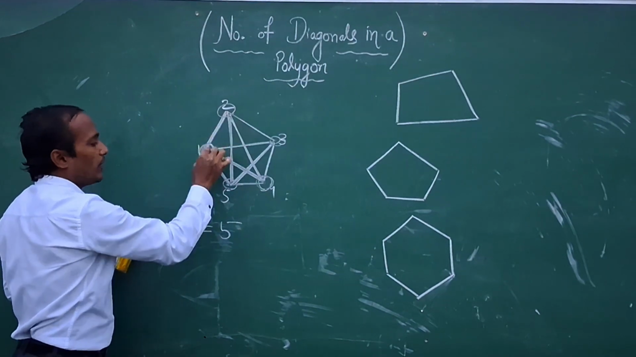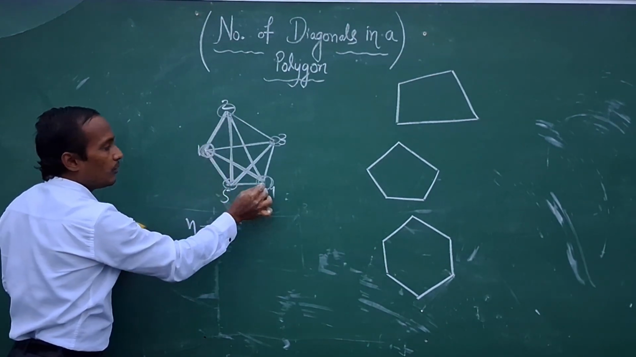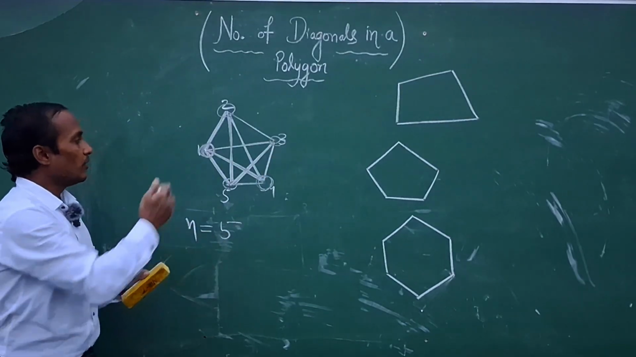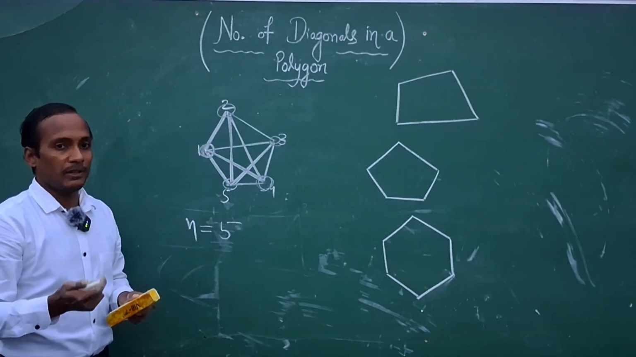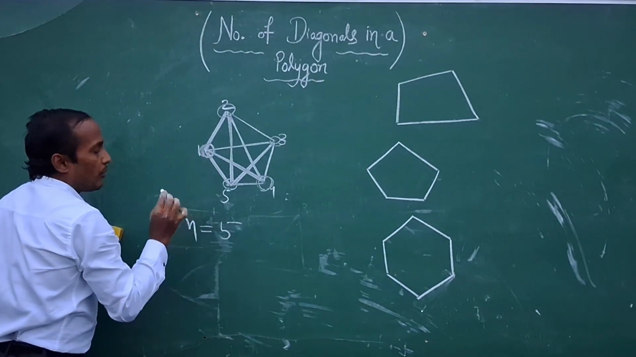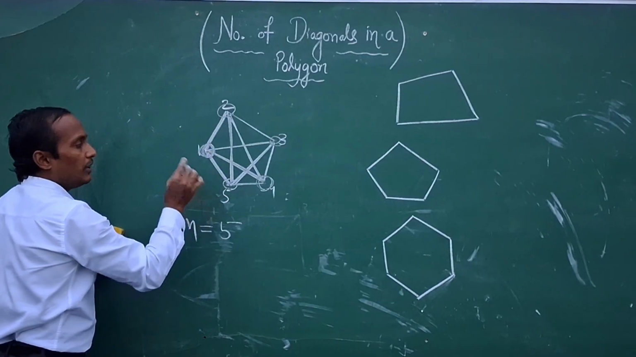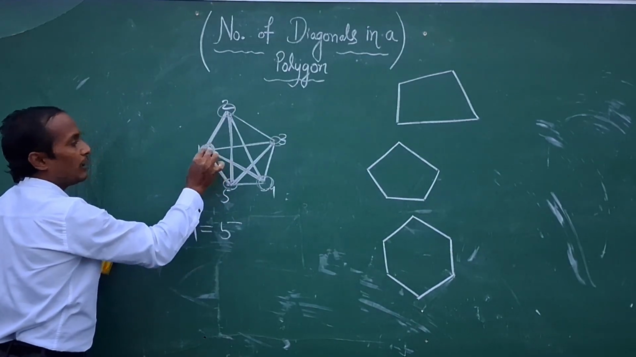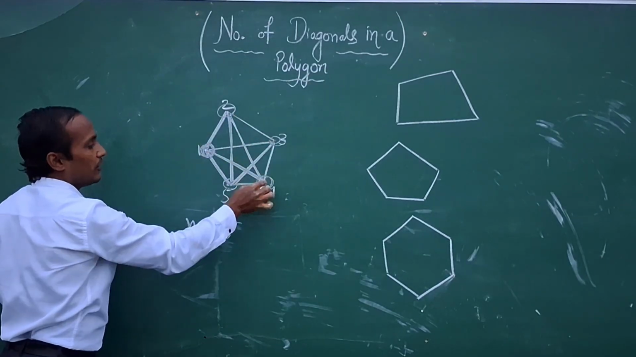When 1 is joined to 2, and 1 is joined to 5, you get sides, not diagonals. But when you join 1 to 4, and 1 to 3, vertex number 1 to vertex number 3, you get diagonals according to the definition of a diagonal, right? So you are not able to draw diagonals to how many vertices from each vertex? You are not able to draw diagonals from a vertex to its adjacent vertices. You are able to draw to non-adjacent vertices.